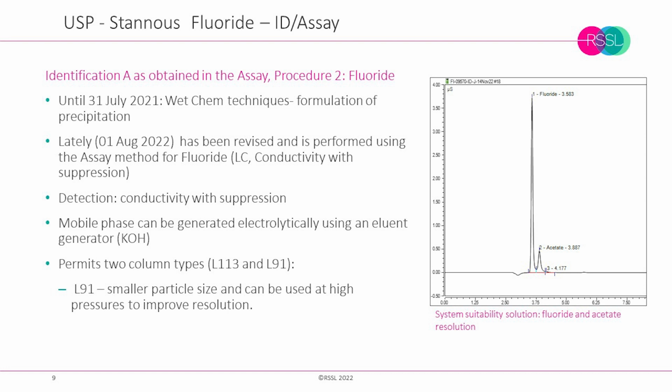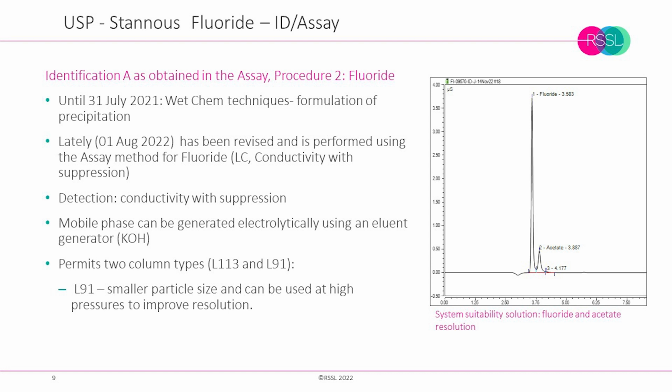The first example shows an identification and assay test for fluoride ion in stannous fluoride as per the USP monograph for this material. Up until recently, the identification of this material was conducted using a wet chemistry method where the test solutions were added to calcium chloride and a white precipitate of calcium fluoride was observed. The move to IC provides an improvement in selectivity and removes the subjective nature of the chemical test.